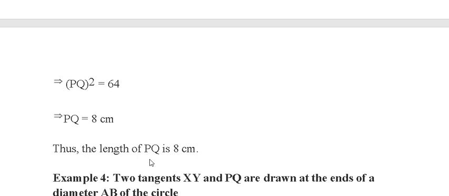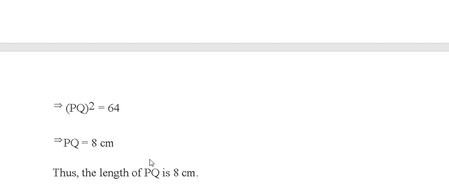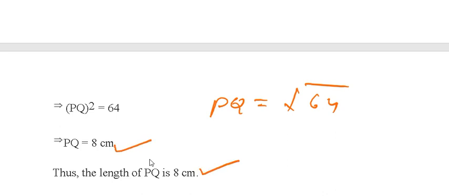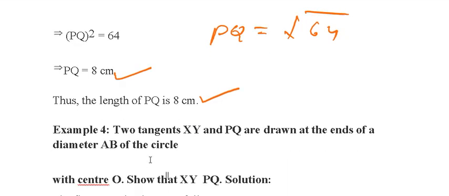And here we can see PQ square equals 64. When you do this, PQ square is 64. Now you can get 8 centimeter. The length of PQ is 8 centimeter. Like this we can solve it.